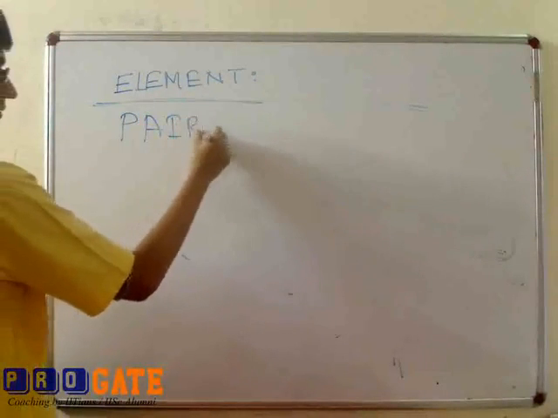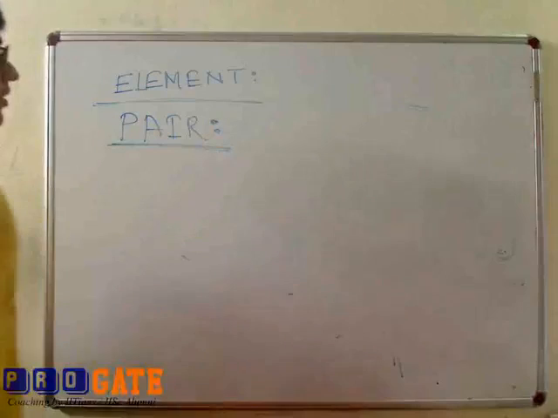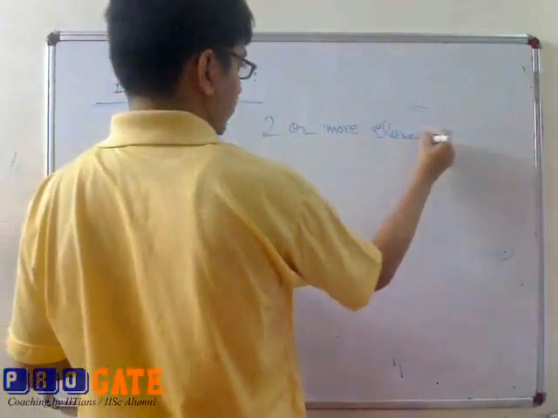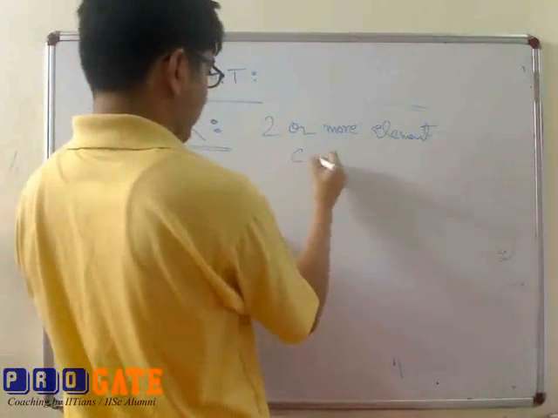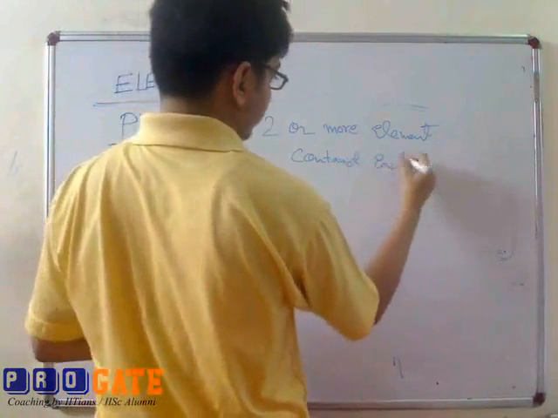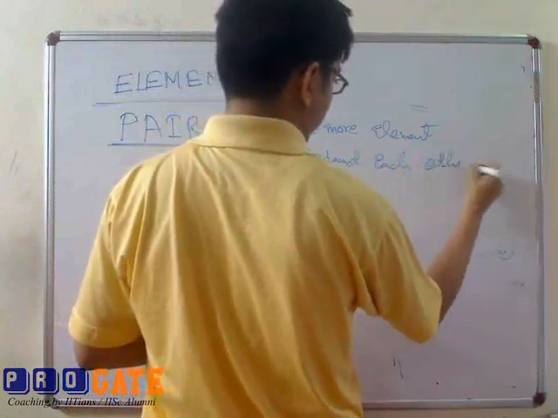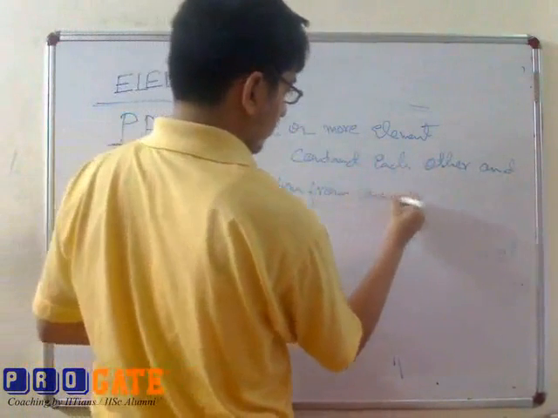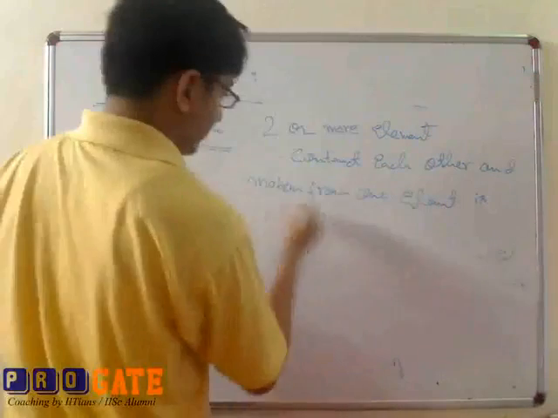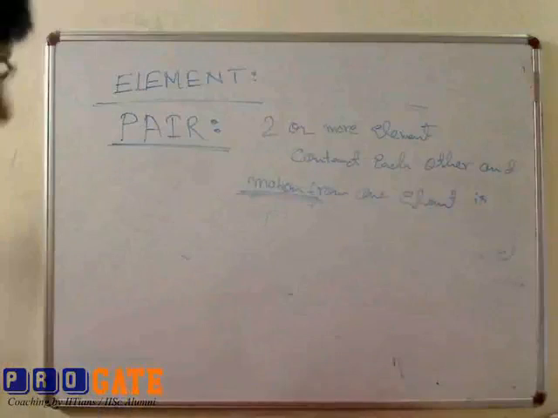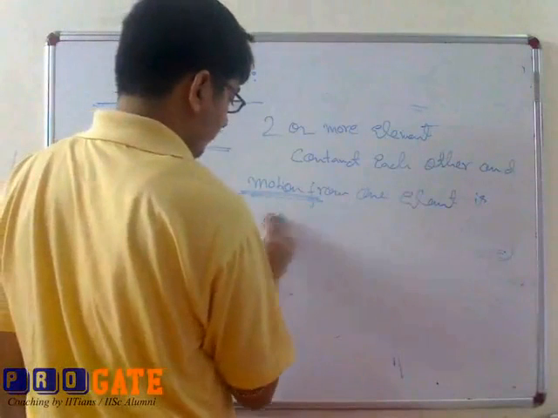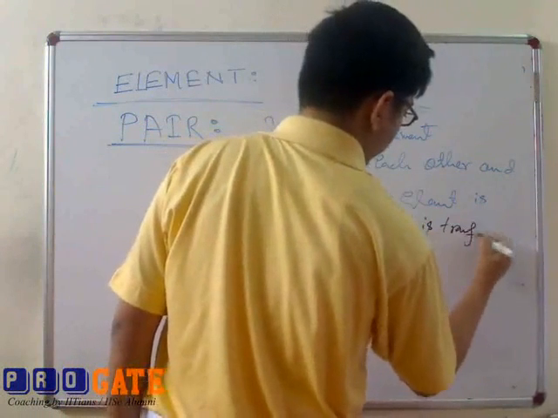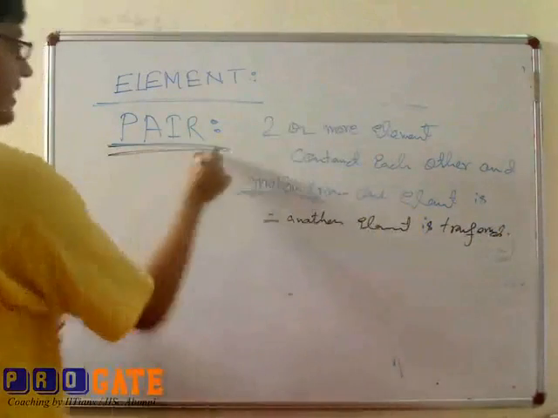Pair. When two or more elements contact each other and motion from one element is transferred to another element, note, we are considering the motion, not the force, then this is known as a pair.